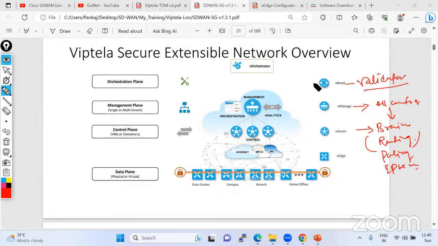Clear? So these are the three control plane devices, and I hope you understand. Let me just repeat this from the documentation point of view, but for now just understand the high-level view.